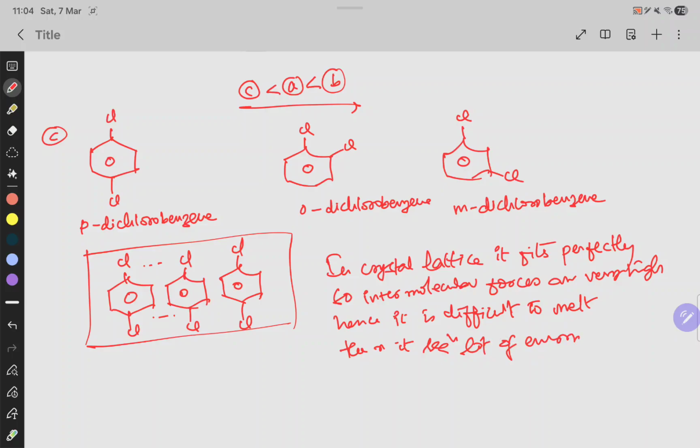Since this structure is very symmetrical, what is going to happen is that it fits perfectly in the crystal lattice. So the distance between two adjacent molecules will be very close, so intermolecular forces are going to be very high, so it is difficult to melt them, because to break these intermolecular forces we are required to give a lot of energy. So that's why, compared to the ortho and meta dichlorobenzene, para dichlorobenzene's melting point will be high.